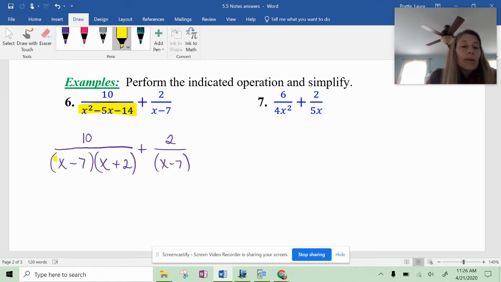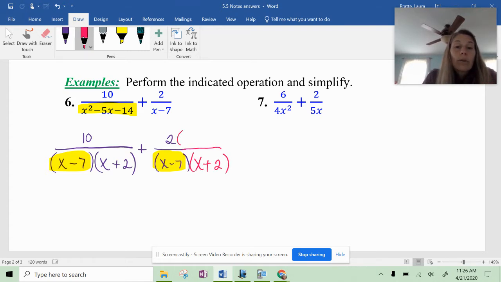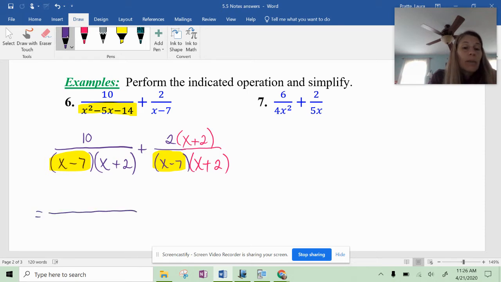So as we can see, we already have a common factor of x minus 7 on either fraction, but the first one also has the factor x plus 2, so I'm going to need to put that on this side as well. And whatever we do to the bottom, we have to do to the top. So now, since I have my common denominator on the bottom, I can add my two fractions.